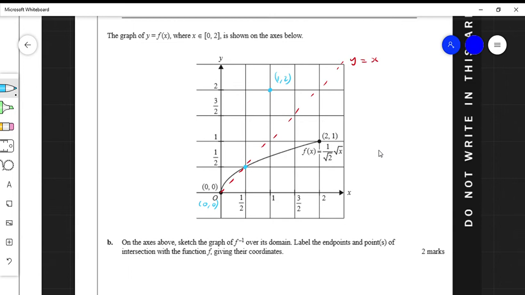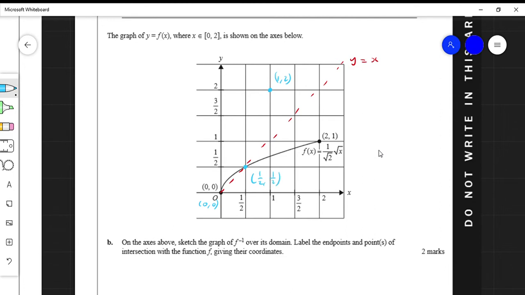Like you might have drawn something like this, but you didn't label this point. They don't really know what to do, so you would need to label the endpoint. Just a good habit to get into, even if that's not on the marking scheme, but it might be. That's the thing. And at this point, you can see it is a half.